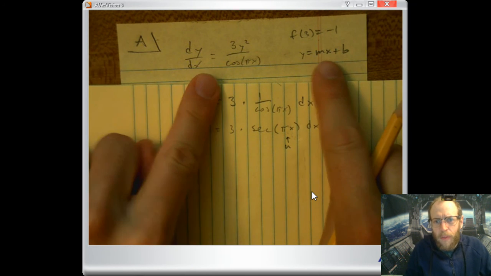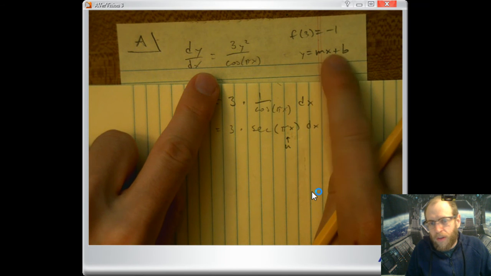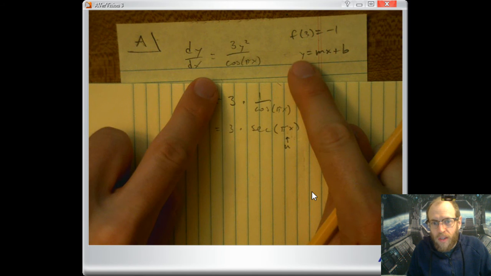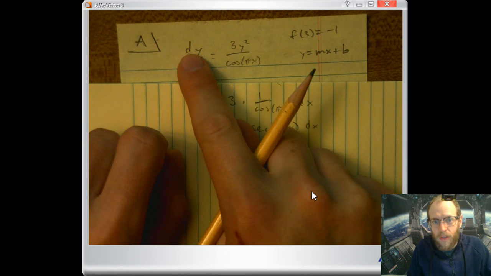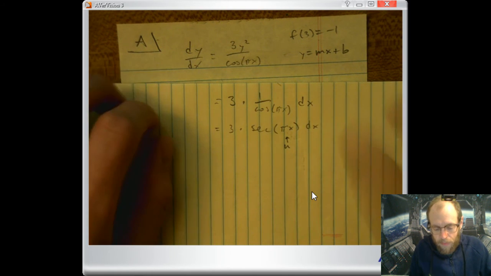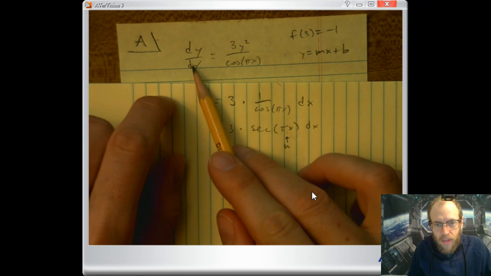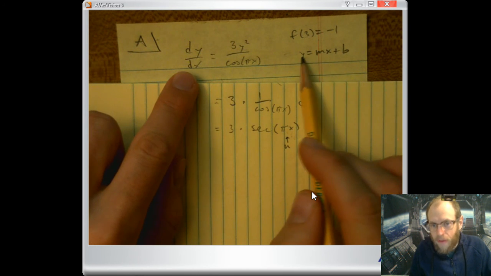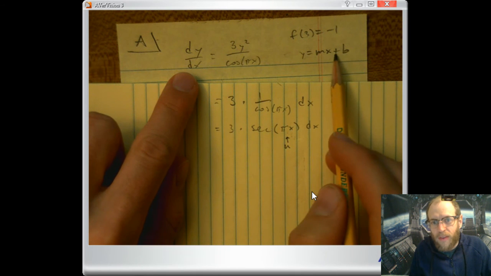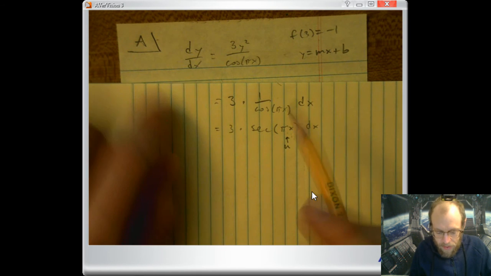So we've got this. Because we're given the basic format that the equation should fit, we can just directly substitute into this equation and go from there. So if y is equal to mx plus b, what would dy dx be? It's the derivative of this, right? With respect to x, which is just m.